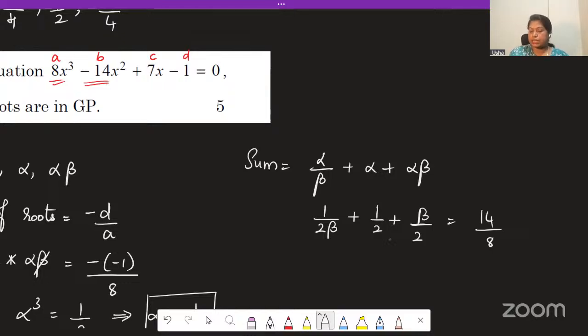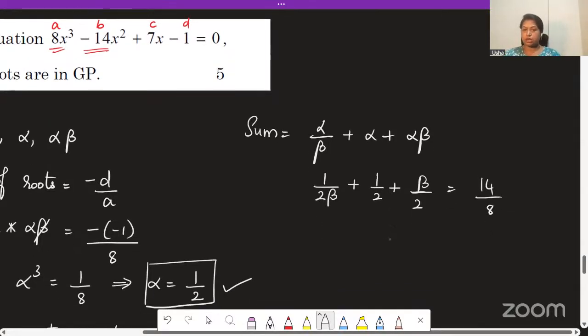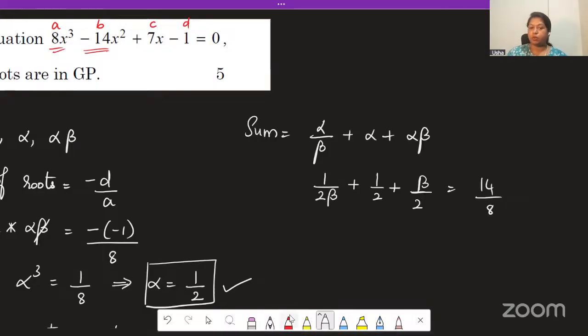Now here we should take the LCM. To add fractions, the denominator should be the same, otherwise we cannot add fractions. Now here the denominator is 2 beta. Here 2 and 2, we cannot directly add them. We can add them only if all denominators are the same. Here I have 2 beta, and in these two places I have only 2. So I'll multiply by beta so that these denominators are also the same. If I multiply beta here, I should also multiply beta here. Got it? So this is 1 by 2 beta. Here 1 into beta is beta by 2 beta, plus beta into beta is beta square by 2 beta.